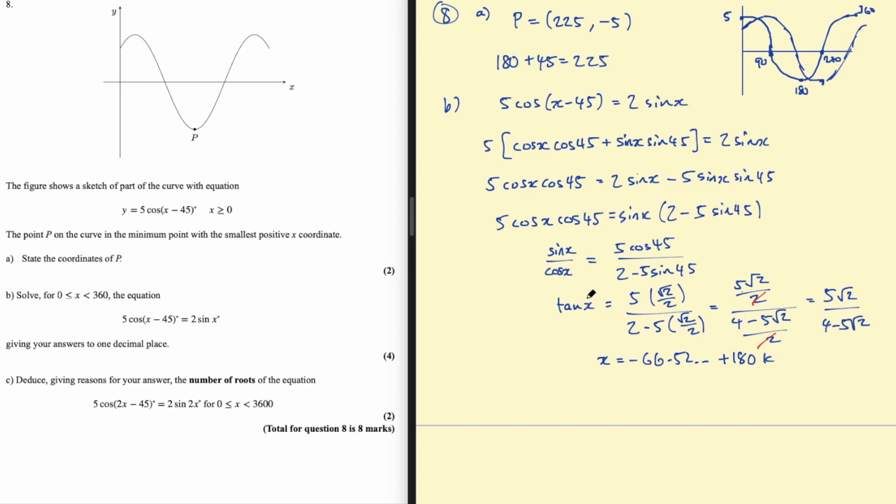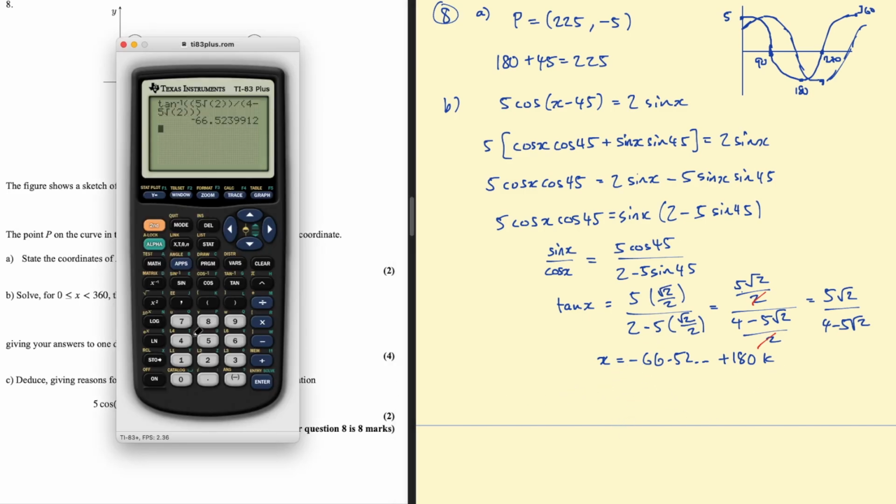Because the trigonometric functions are periodic, you get the same solutions for x over the period of the function. In this case, it's 180 degrees. So adding 180 to this answer, we'll get our first solution of 113.476, and then add 180 again to get our second solution, 293.476.